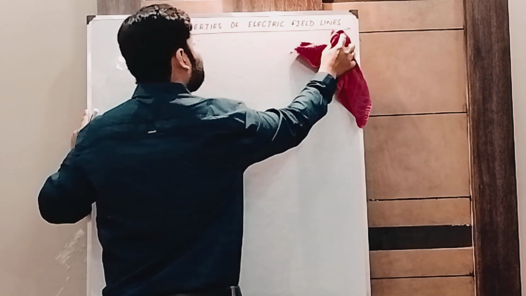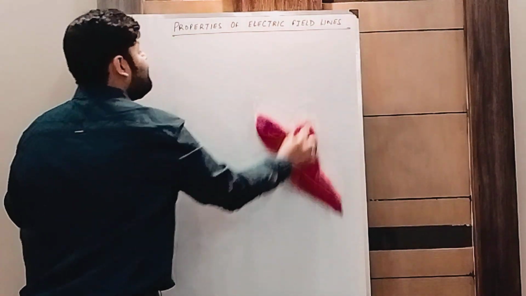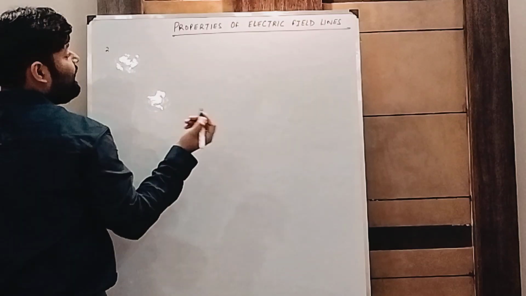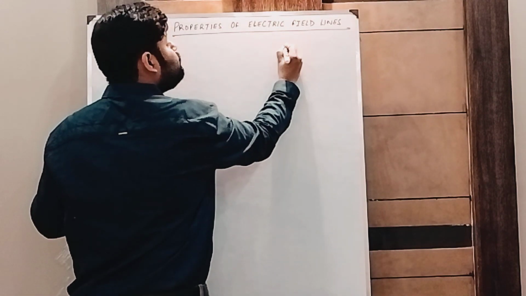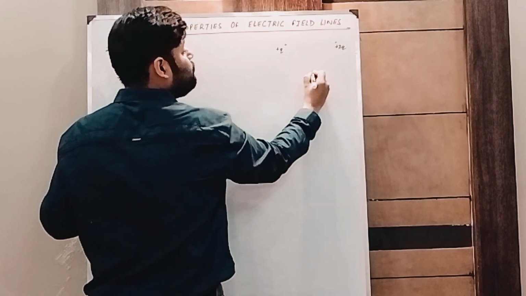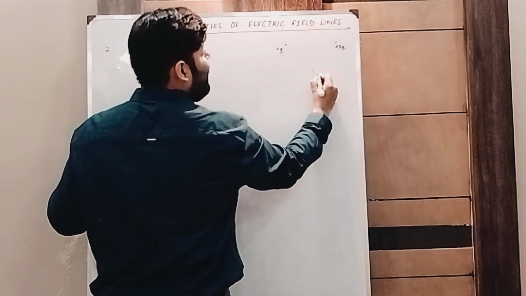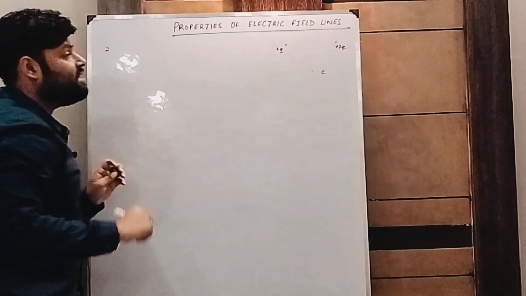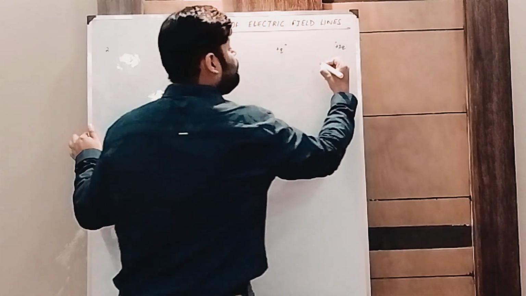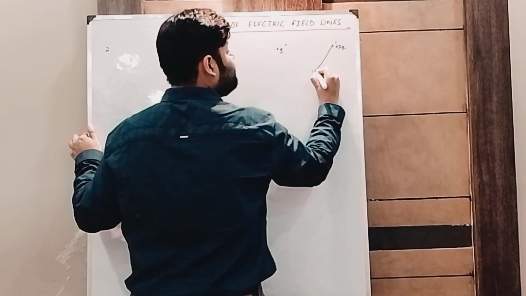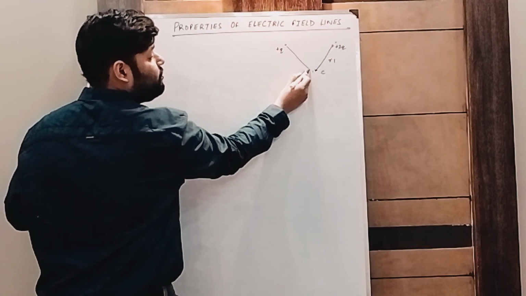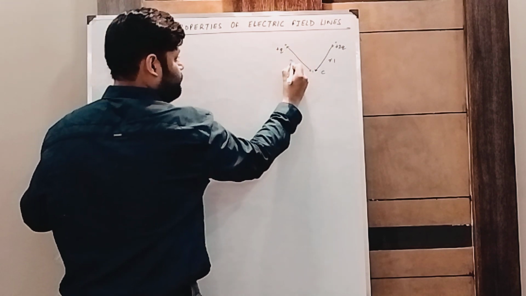Now what is the next property? See, the first one was fairly simple. So is the next one. See, let's say in space there are two charges, plus Q and plus 2Q. Now if I ask you what is the electric field at point C, let me say that this point over here is C. And if I tell you the distance from 2Q is R1 and from plus Q is R2.